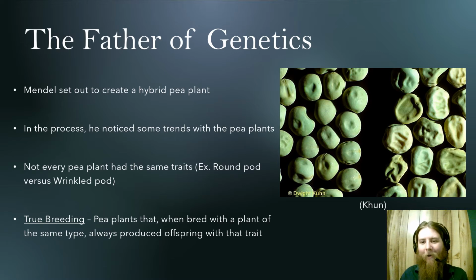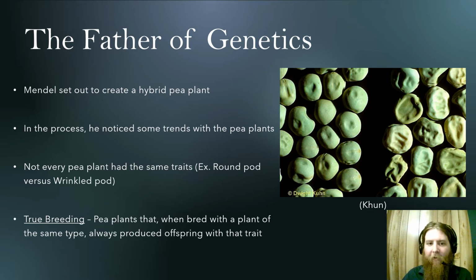We call Gregory Mendel the father of genetics, but he didn't set out to crack the code on genetics. He set out to create a hybrid pea plant. In the process, he noticed some trends with these plants, and he noticed that some things kept happening over and over in a very predictable way.